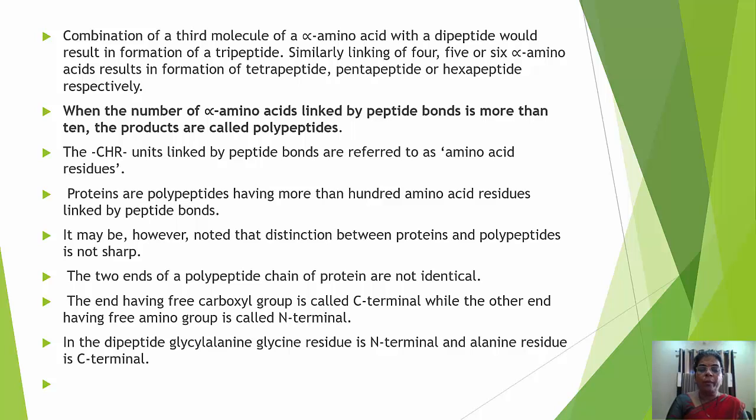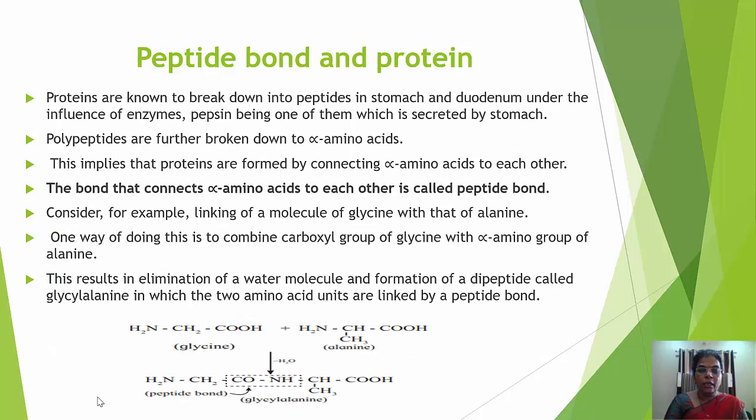The two ends of the polypeptide chain of proteins are not identical. The end having a free carboxylic group is called carbon terminal, or C terminal, while the other end having a free amino group is called N terminal. In the dipeptide glycylalanine, the glycine residue is N terminal and the alanine residue is C terminal. That is, in case of this glycylalanine, this is N terminal and this is C terminal. That is, glycine possesses N terminal and alanine possesses C terminal.